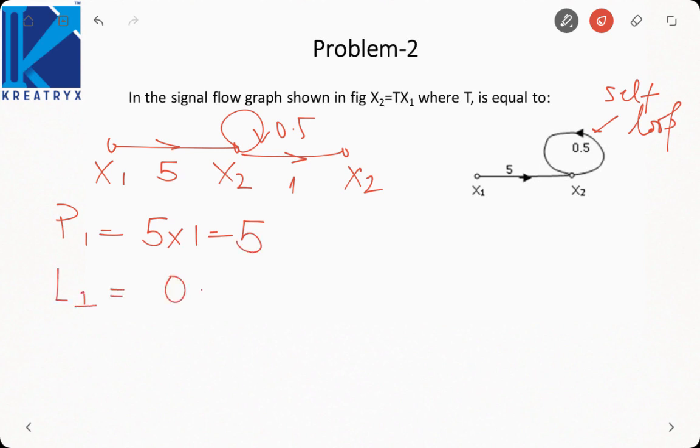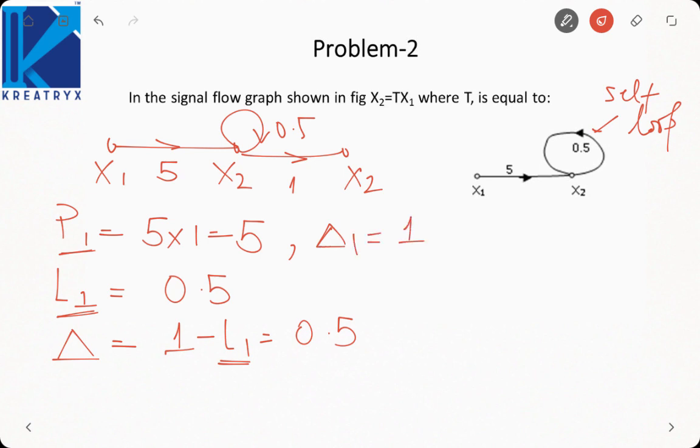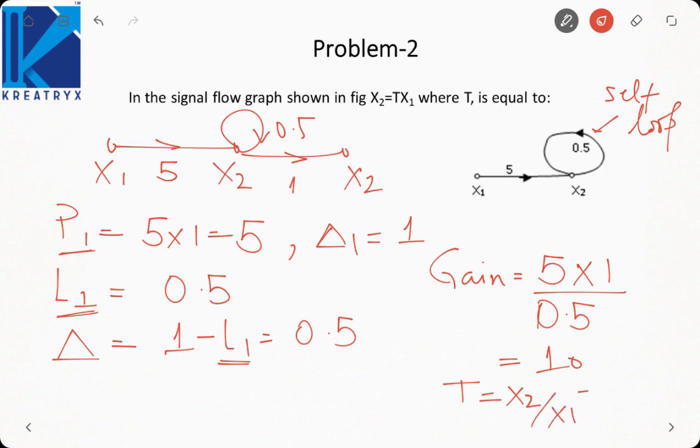If we take the loop, loop is 0.5. Now delta would be 1 minus L1, that is 0.5. Now this path P1 touches L1, so if I remove L1 from delta, then delta 1 would come out to be 1. So gain would be equal to 5 into 1 over delta, that is 0.5, so gain would be 10. So here T is equal to x2 by x1 is equal to 10. This is how we apply Mason's gain formula to a signal flow graph which contains a self loop at the output node.